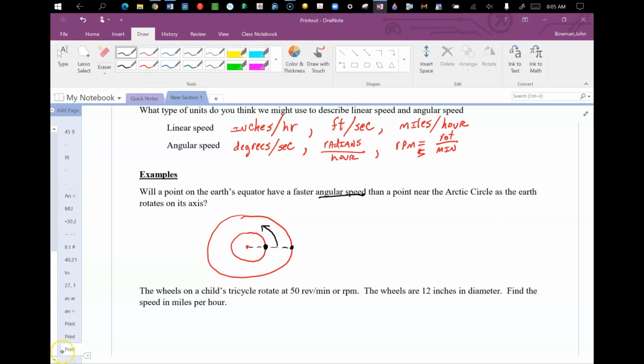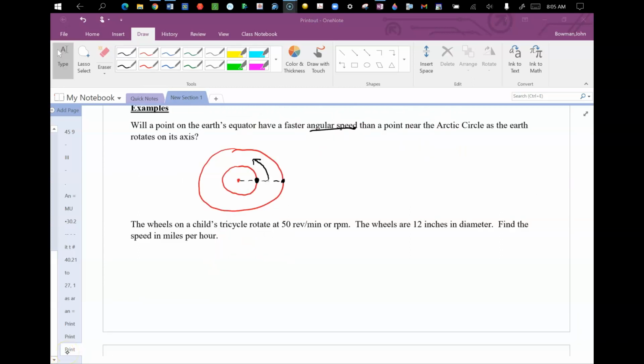However, a point on the equator is going to move a further distance, so its linear velocity is going to be greater. In this next example, we're going to use our V is equal to R times W formula to solve this. So here we go. The wheels on a child's tricycle rotate at 50 revolutions per minute, or rotations per minute, or RPMs if you want to call it that. The wheels are 12 inches in diameter. Find the speed in miles per hour.